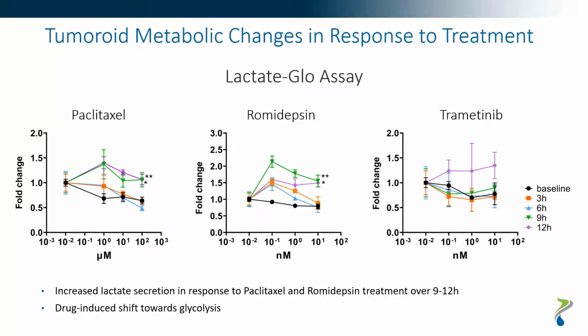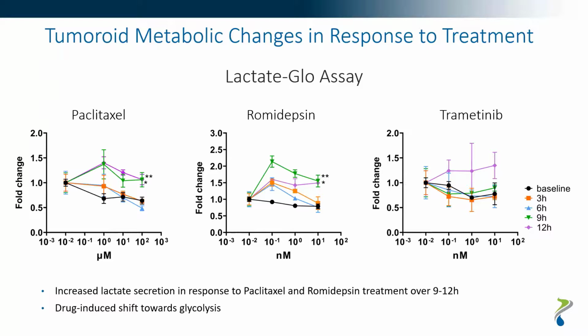In this experiment, tumoroids were treated with 3 drugs: romidepsin, an HDAC inhibitor, trametinib, a MEK inhibitor, and paclitaxel. Collected supernatants were then used for the Lactate-Glo assay. The lactate detection reagent is mixed with the supernatant. After that, the plate is incubated and luminescence signal is measured using a plate reader. The luminescence signal is directly proportional to the amount of lactate present in the supernatant.